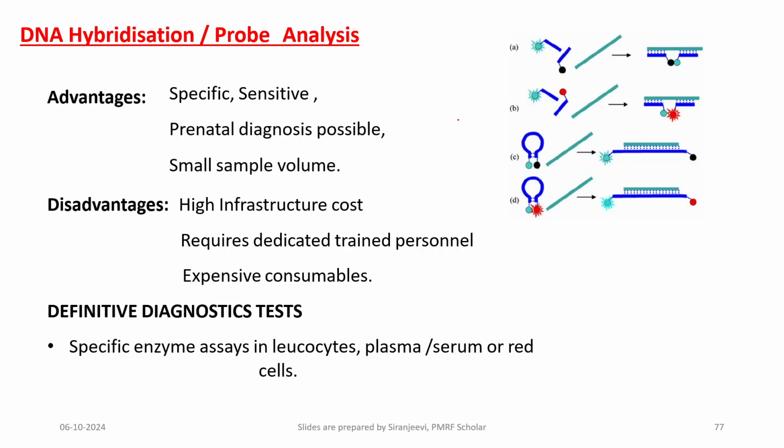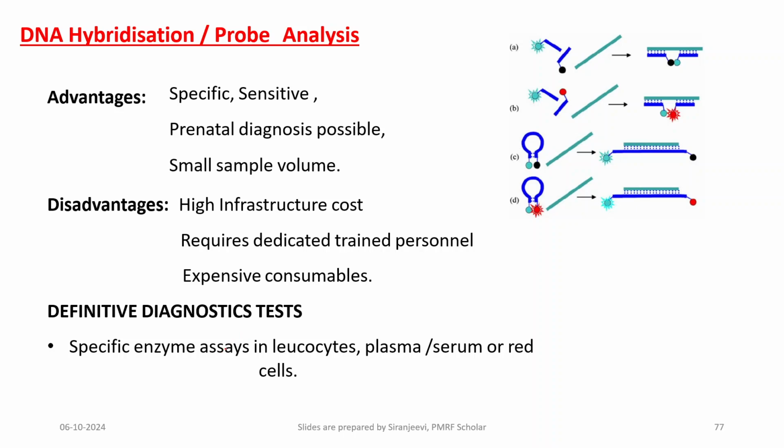And there is one more technique called DNA hybridization or probe analysis. This is very simple; the probe binds to the DNA of interest, and if there is any kind of disorder, it will give a color. So it is very specific and sensitive, prenatal diagnosis is possible, and the sample volume can be very small because it is based on color or a sensor. But it has a high infrastructure cost, which is why we cannot always go for DNA hybridization or probe analysis; it requires dedicated trained personnel and expensive consumables.